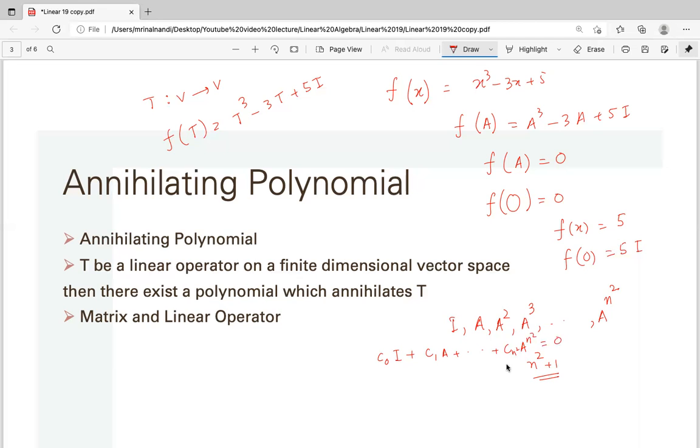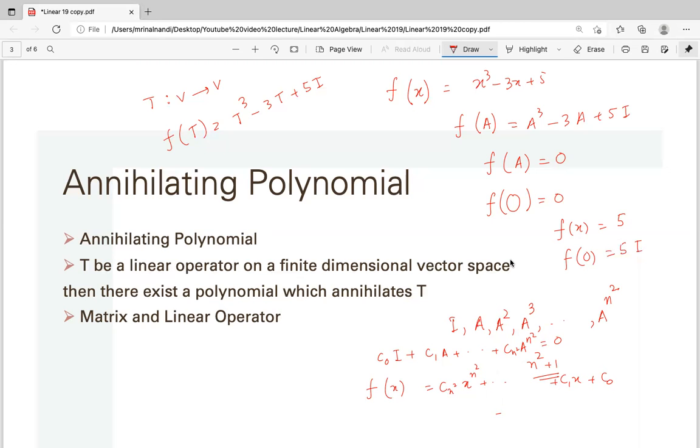is 0, where c0, c1, up to c n square are not all 0, some may be 0. That corresponds to a polynomial of x, c n square x to the n square, and so on, plus c1 x plus c0. So this polynomial annihilates that A. So we can easily prove that there is a polynomial which annihilates a matrix, or the same for a linear transformation, a linear operator also. No need of the Cayley-Hamilton theorem.